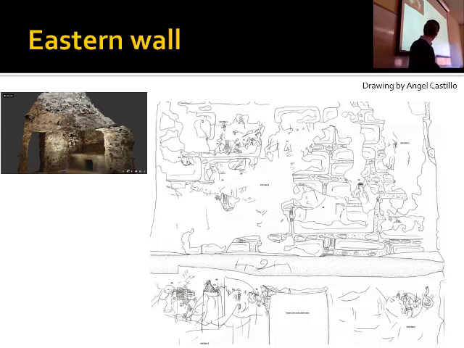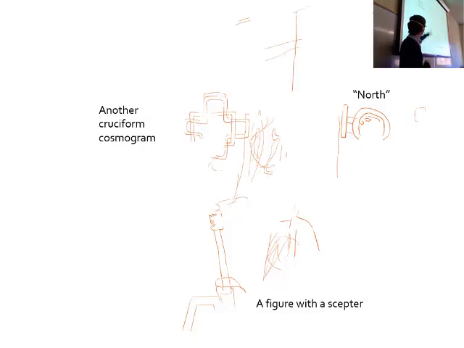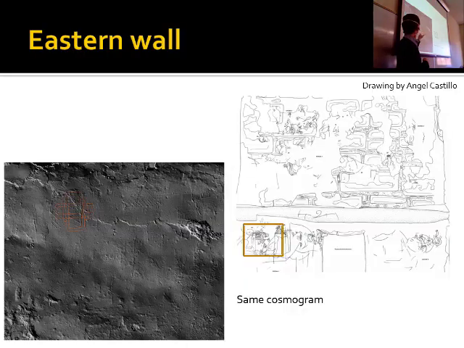And then the bench itself. This is not my drawing, but you can see there's a lot of drawings going on the bench itself, and the space behind. This is a 3D scan, and you can see the same cosmogram on the bench too. So basically identical cosmogram is now on the bench. It's repeatedly produced in that particular space.